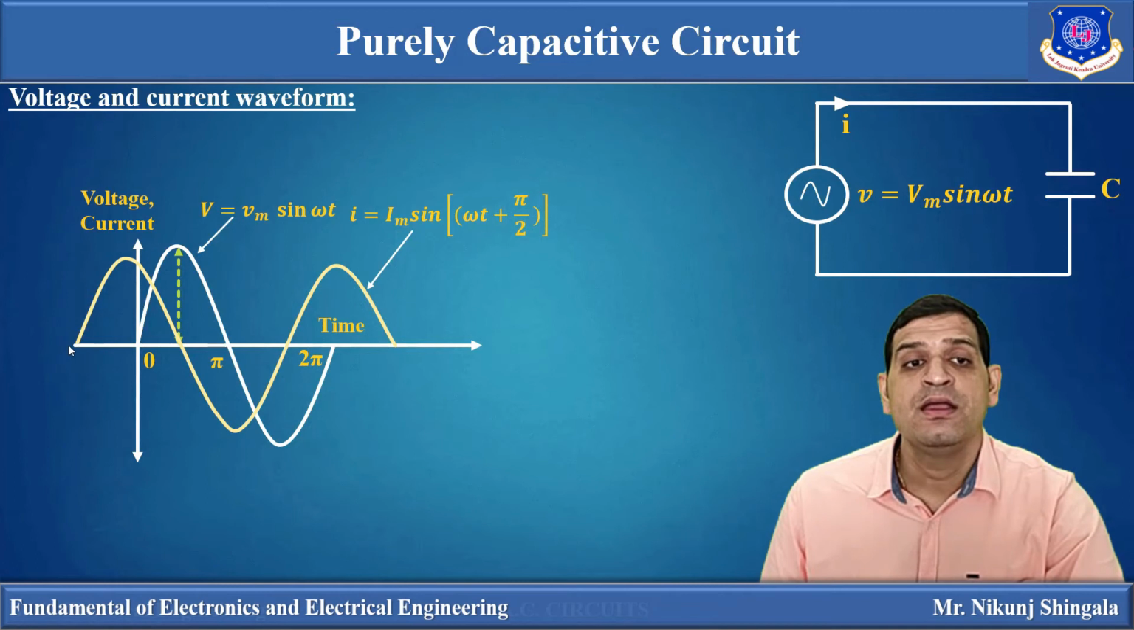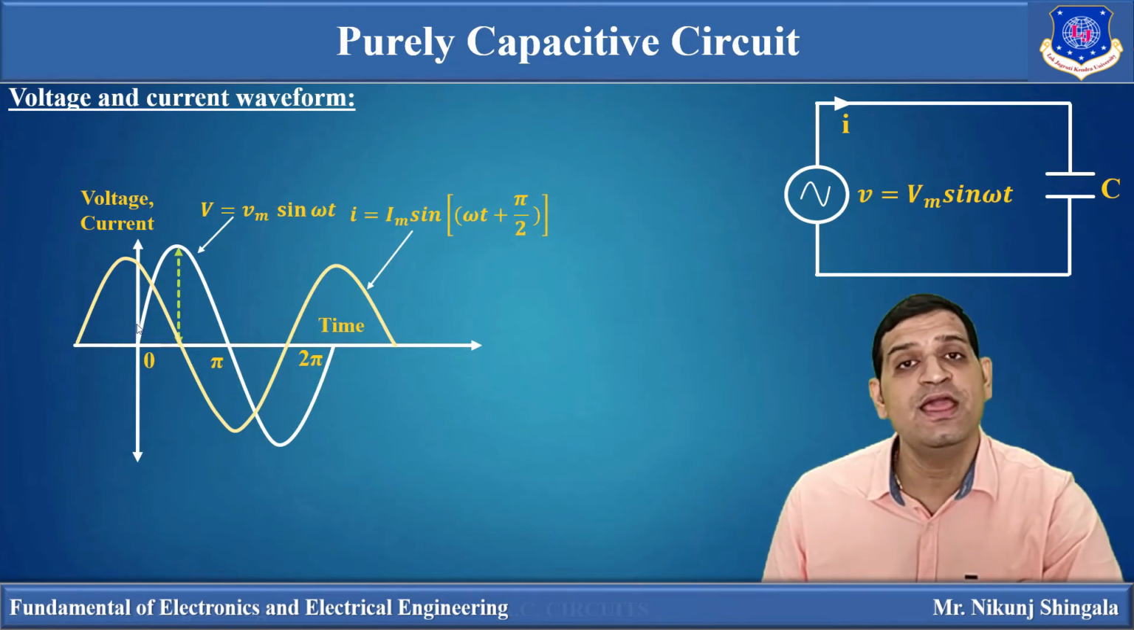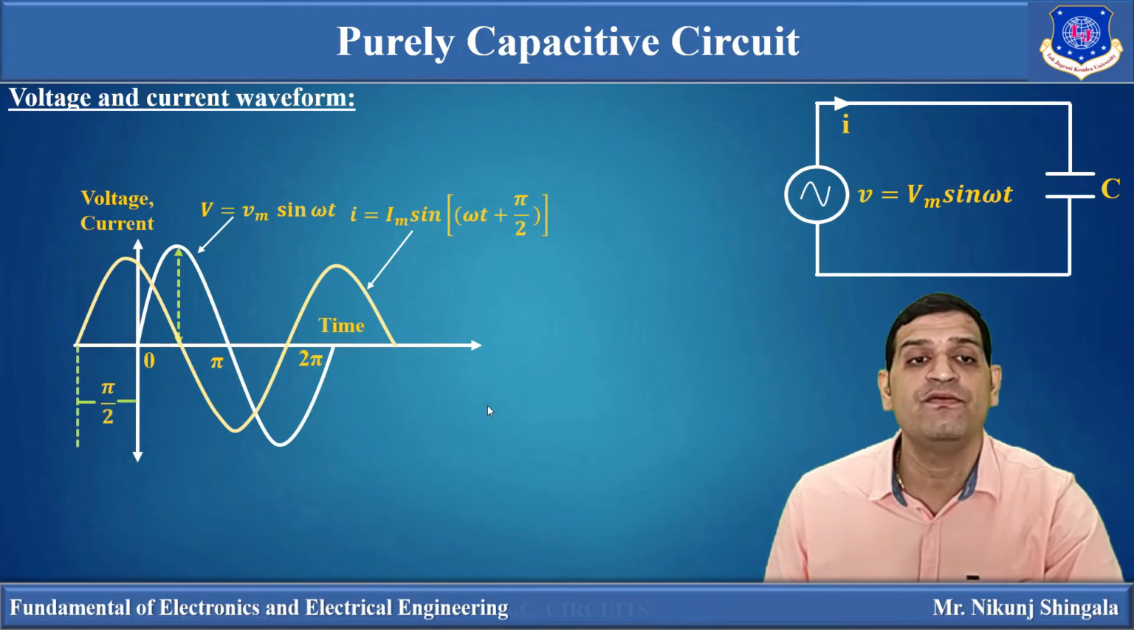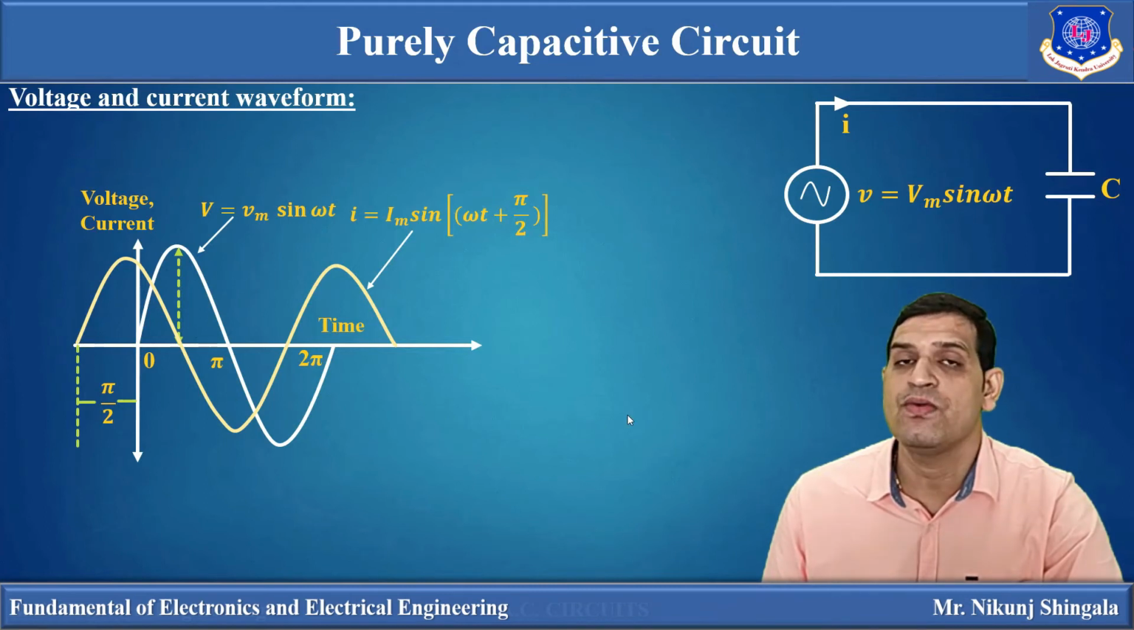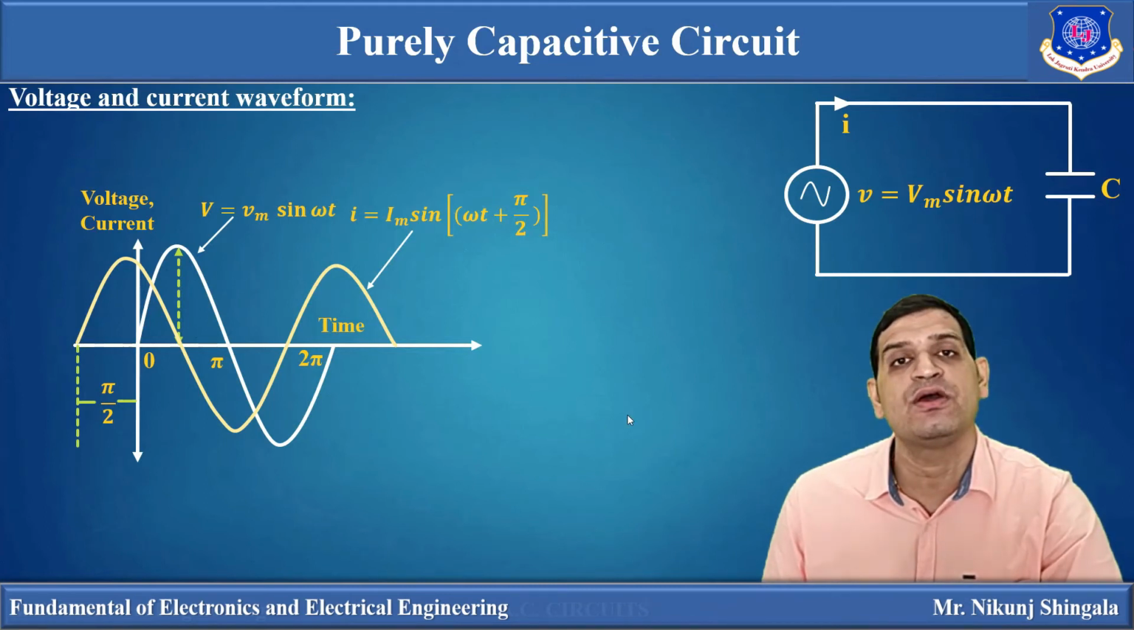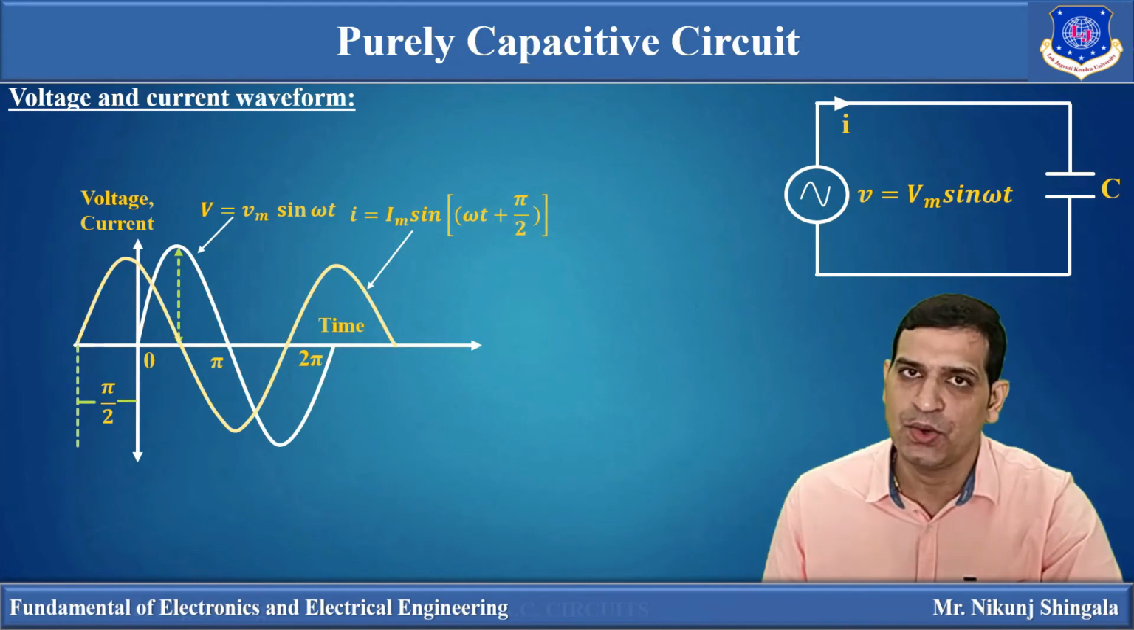Here you can see current attains its maximum value at 0, where voltage attains its maximum value at pi by 2. So that means current is leading the voltage in this case, and the phase difference between both these waveforms is pi by 2. Here you can see current attains its minimum value at minus pi by 2 and voltage attains its minimum value at 0. So again, from this we can also say that current is leading in the case of a capacitive circuit. But as it is a purely capacitive circuit, the phase difference will be exactly pi by 2.